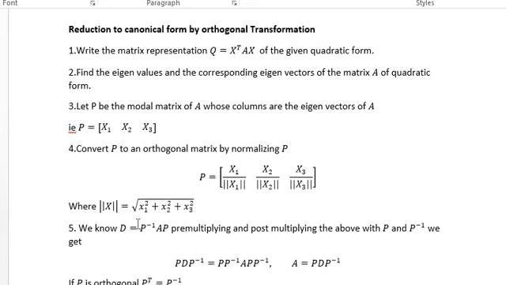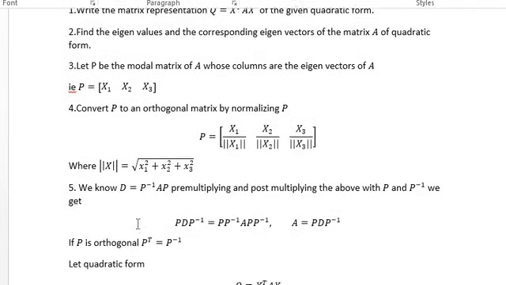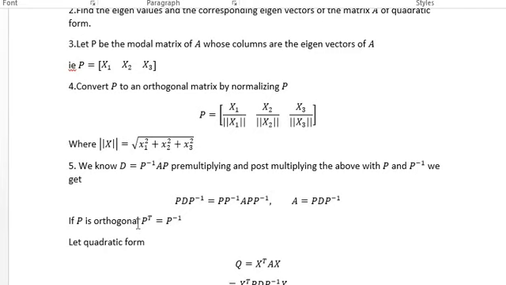Now the next step is, we know that D = P inverse AP. We have to pre-multiply and post-multiply the above with P and P inverse. That is, we have the equation D = P inverse AP, and we are going to pre-multiply and post-multiply by P and P inverse.